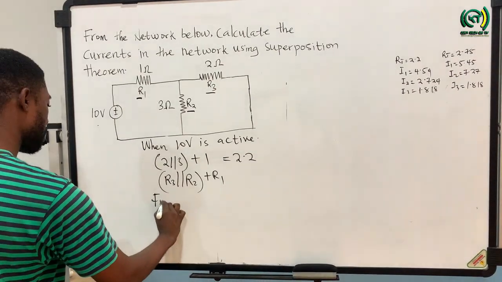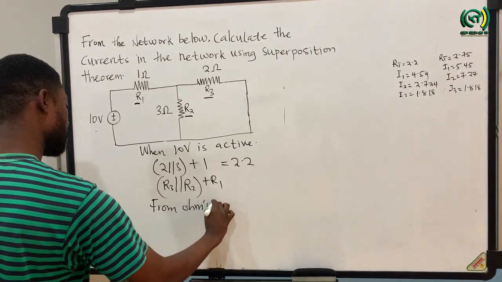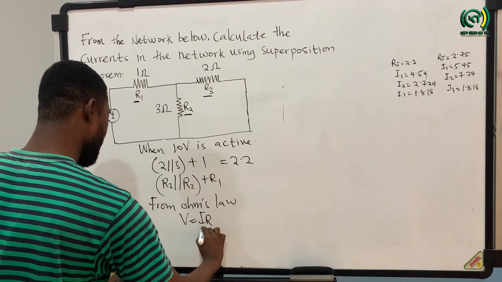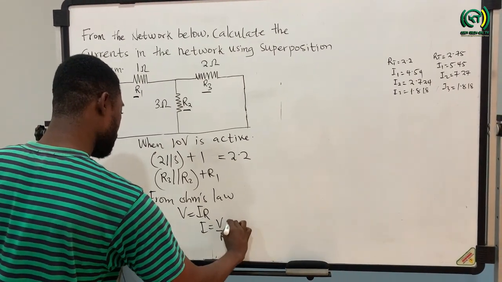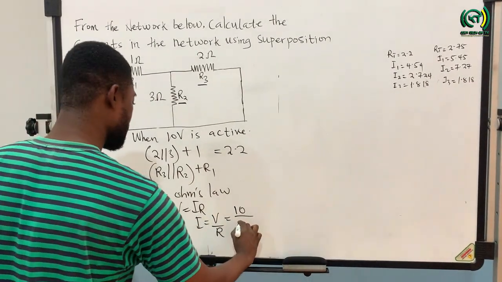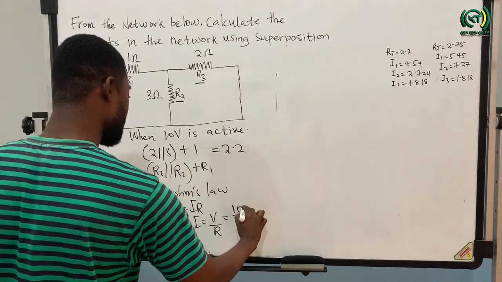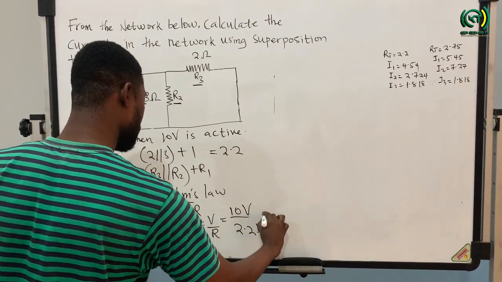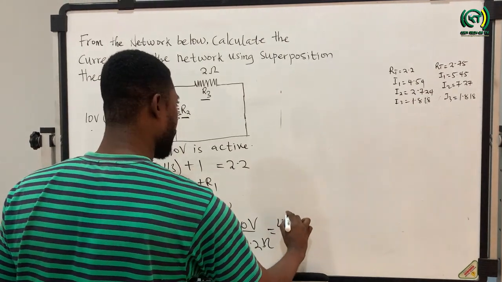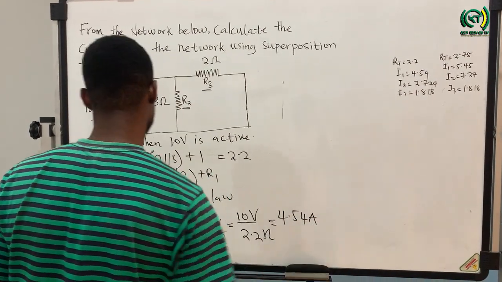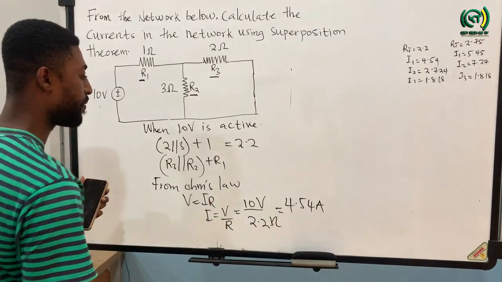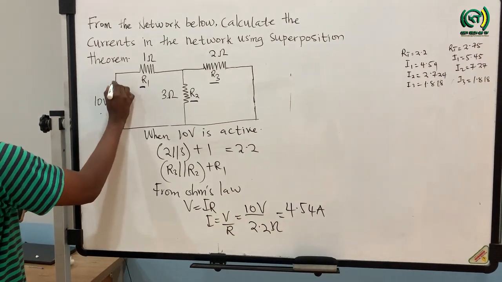That is the total resistance of the circuit. But from Ohm's law, V is equal to IR. Therefore, our I will be equal to V over R. So here the voltage source in the question is 10 volts over the resistance, which is 2.2 ohm. Remember to add the unit. If I divide 10 by 2.2, I'm going to arrive at 4.54 amps. So this 10 volt source will drive a current of 4.54 amps.